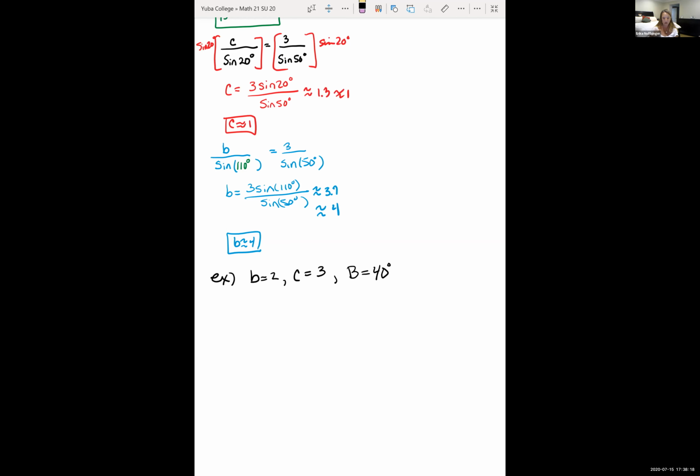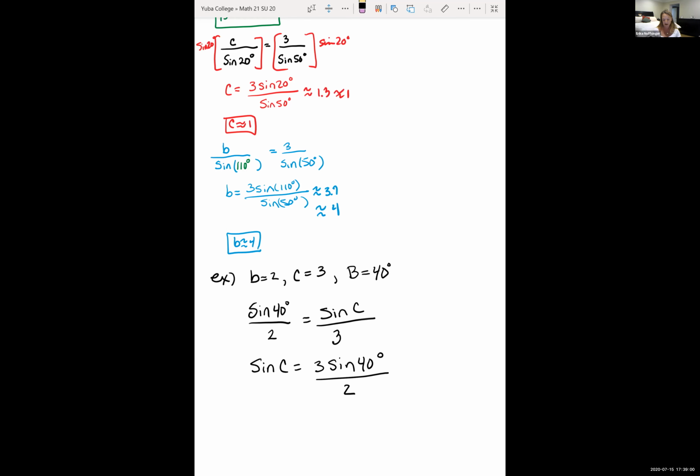Since I'm looking for an angle, I'm going to put the sine in the numerator. So I have sine of 40 degrees all over side B, which is 2, is equal to sine of C all over the side C, which is 3. It just makes it easier if you set it up this way. So when you're solving for the variable, you don't have to do as much algebra. So isolate sine C on both sides. We're going to multiply both sides by 3. And so we get sine C then is equal to 3 times sine of 40 degrees all over 2.